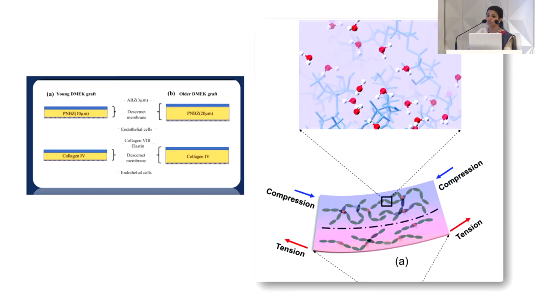Hence, the DMEK tissue, if you see, is actually the inner layer is scrolling lesser than the outer layer, expanding lesser. That's why the scrolling happens.